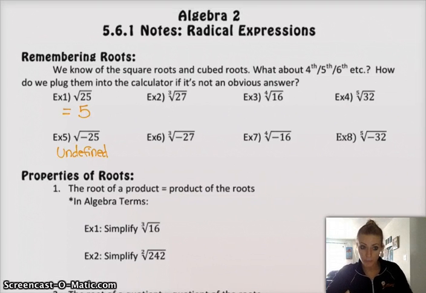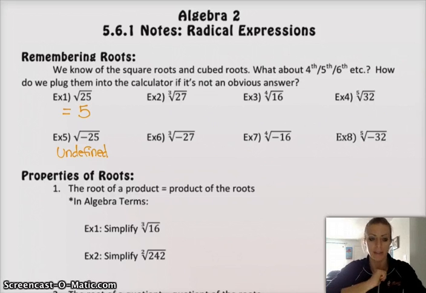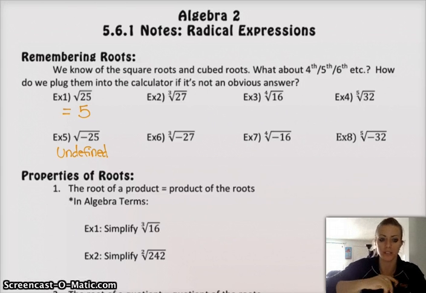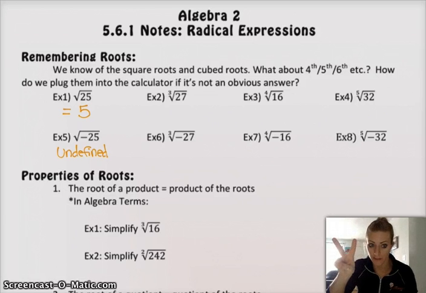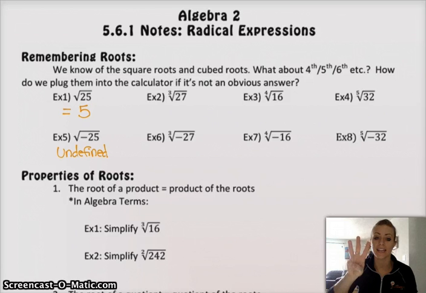Now, on the other hand, cube roots, because we're taking 3 numbers and multiplying them by each other, you can have the cube root of a negative number or a positive number. So the cube root of 27 is what number times itself 3 times equals 27? Well, that number is 3. The cube root of negative 27 is negative 3, because negative 3 times negative 3 is positive 9, times another negative 3 is negative 27.